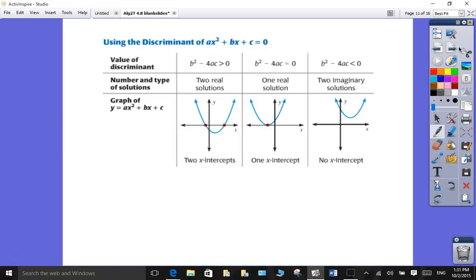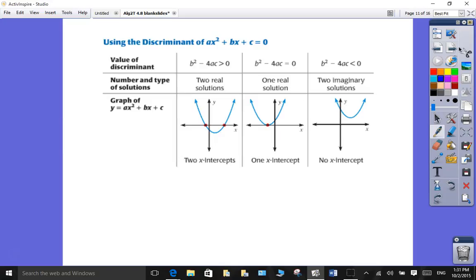Right? If what's inside the square root is positive, greater than 0, then when you take the square root, you get a positive real number. And when you do plus or minus, you get two different real numbers. So that's what it looks like when the discriminant is greater than 0. The function would cross the x-axis twice.